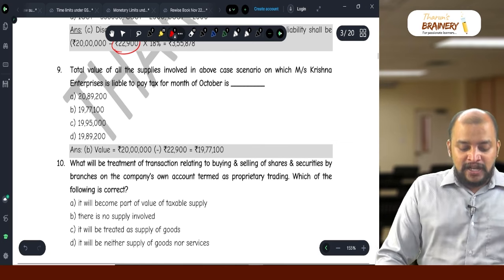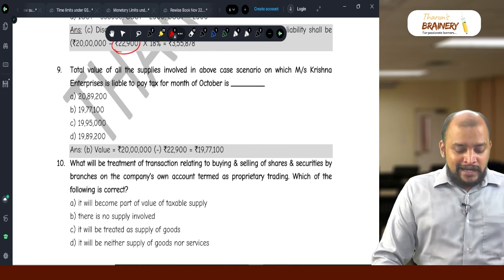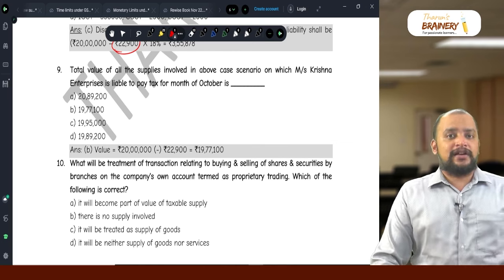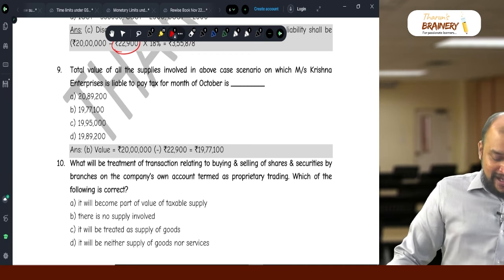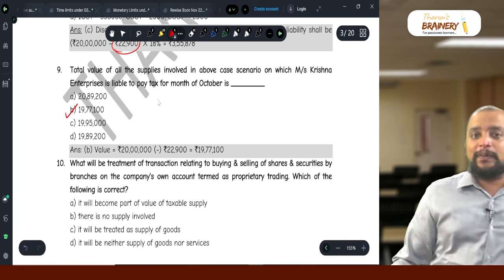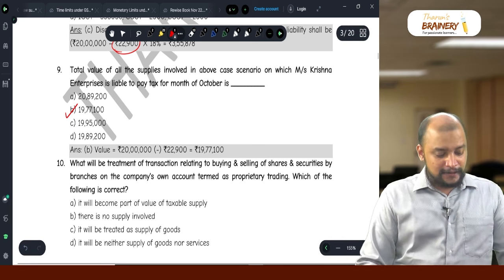Then total value of all the supplies involved in the above case scenario on which Krishna Enterprise is liable to pay tax for the month of October, it is 19,77,100. How? So total 20 lakhs minus discount is there. So because of which 19,77,100 will be taken. So that is the answer for this.